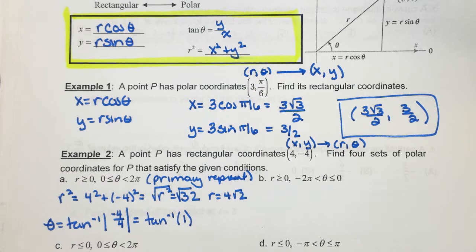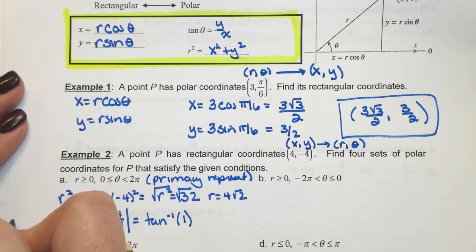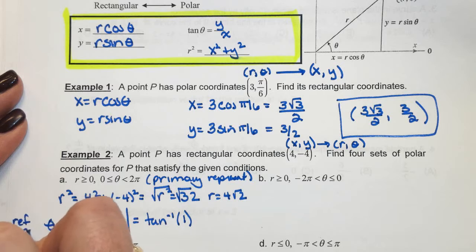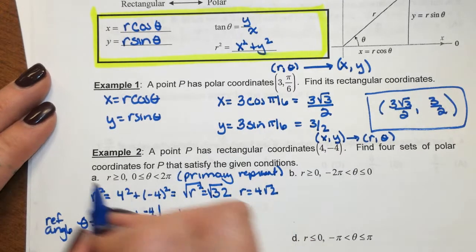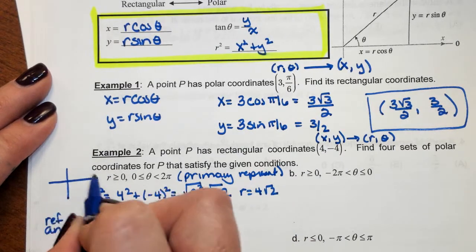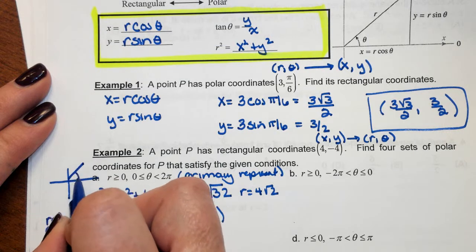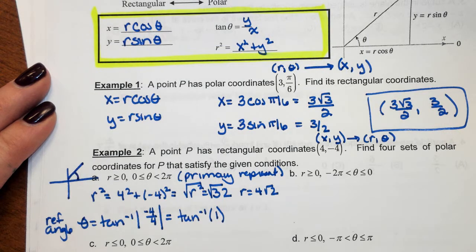Now the reason you're going to do the absolute value is that this is going to be your reference angle. Remember from pre-calc, your reference angle is always the distance between your x-axis and the terminal side of the angle. And remember, reference angles are always positive and less than 90 degrees.